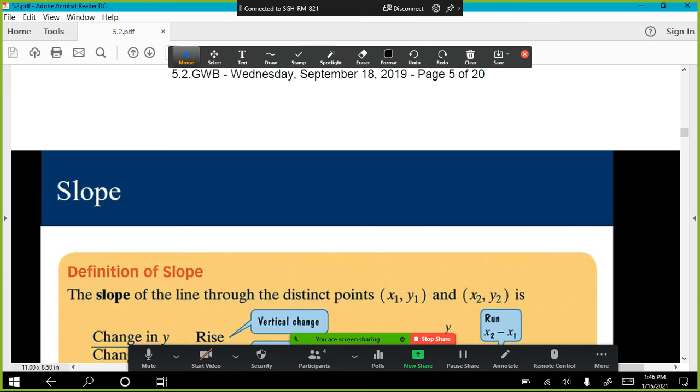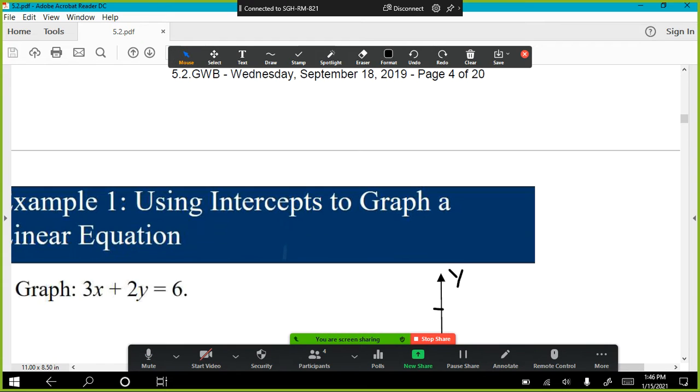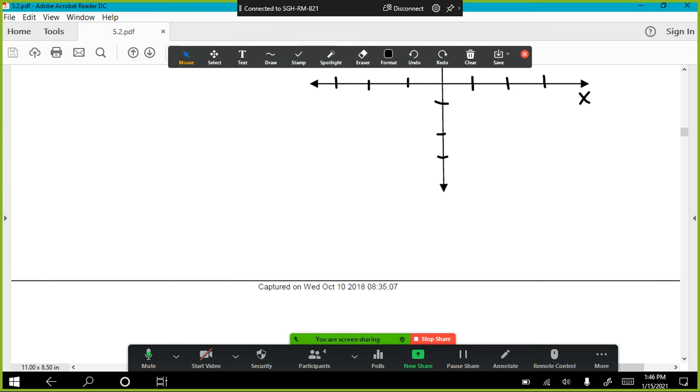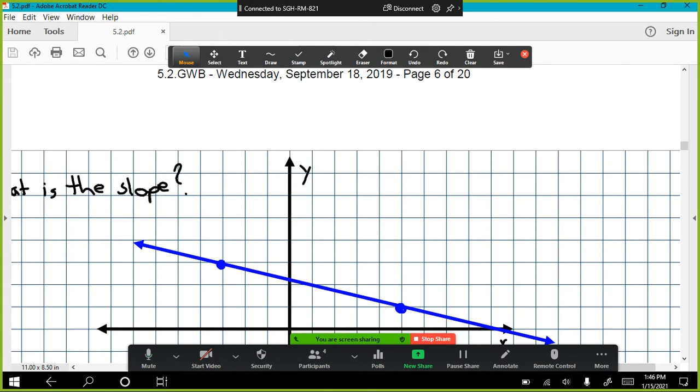All right. Now, next thing we're going to talk about is slope of a line. This is going to help us graph lines in other ways. Why is this not going? There we go.